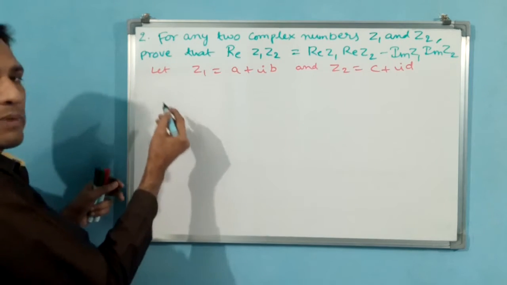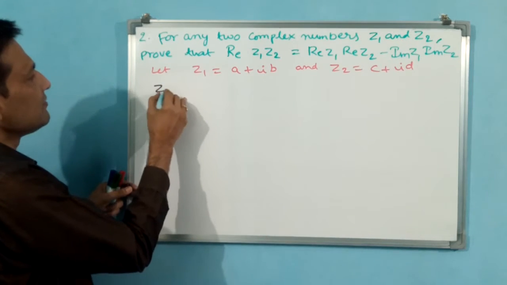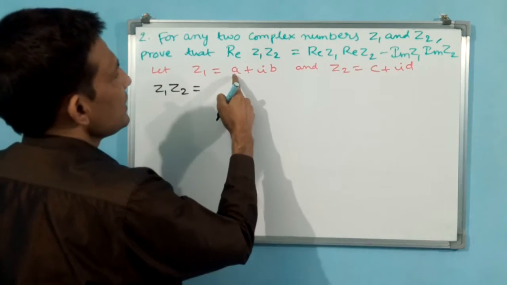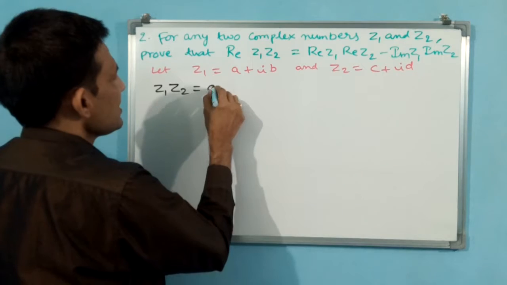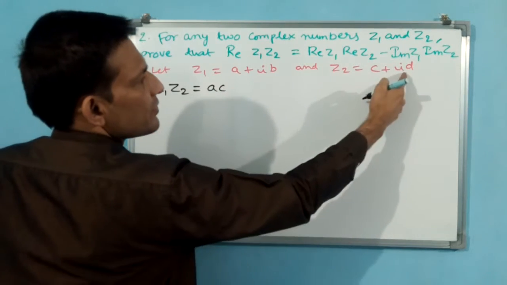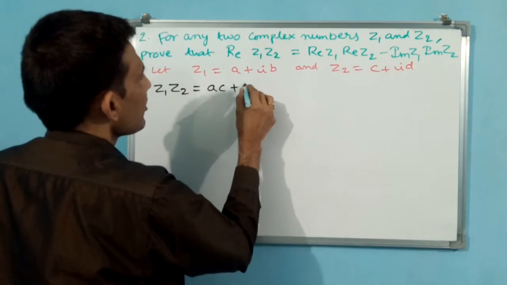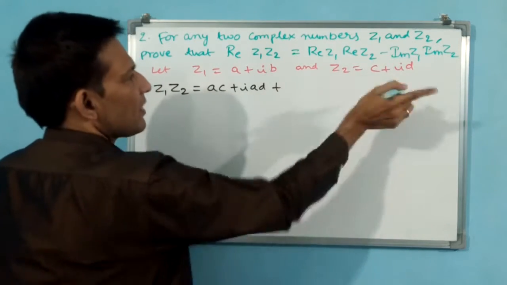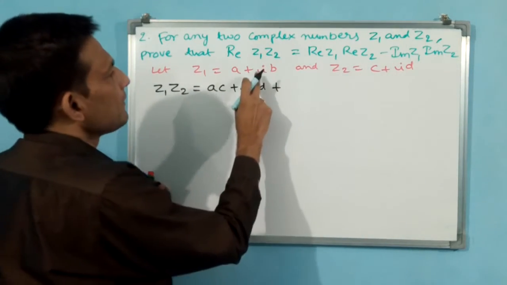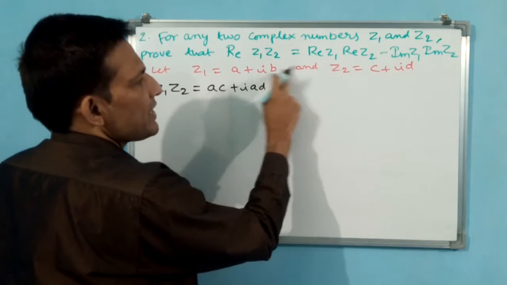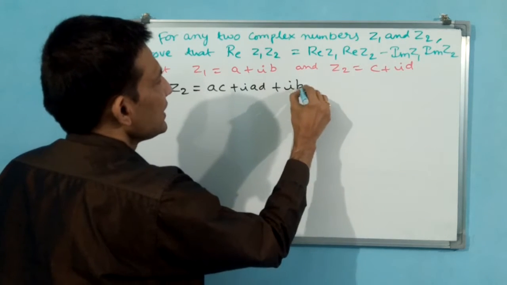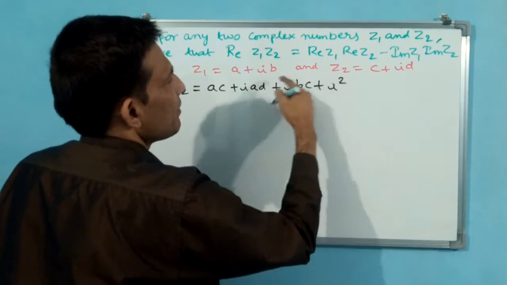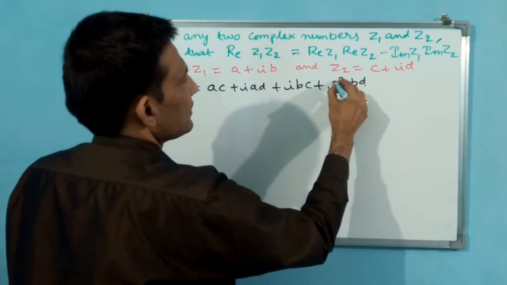Okay. Now you multiply Z1 and Z2. Z1 Z2 is equal to, you see, a into c, ac, a into id, iad, plus, why? Because all plus is there, no worry. i into bc, ibc, plus i into i square, bd.